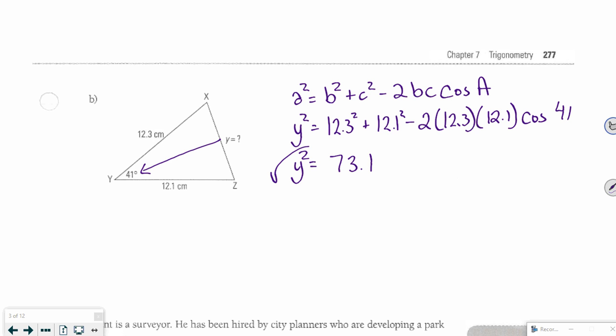And then we're going to do the square root on both sides. The squared cancels. Y is the square root of 73.1, which means y equals 8.5. And it was centimeters originally, so 8.5 centimeters. Okay, don't forget to take the square root at the end. That's the final step.